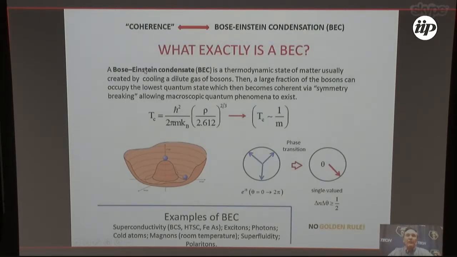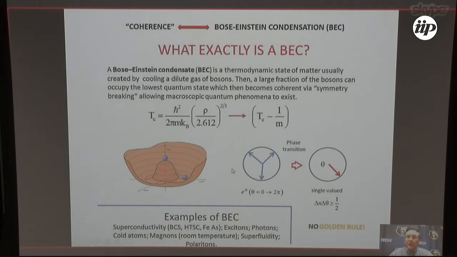Here's a different diagram. It's a thermodynamic state created by cooling a gas of bosons. That is definitely what's been happening in things like cold atom work. The large fraction of bosons occupy the lowest state and becomes coherent because it's symmetry broken and macroscopic quantum phenomena exist. So this is the actual TC for where the transition is, and it's inversely proportional to mass. This makes a huge difference, the mass.